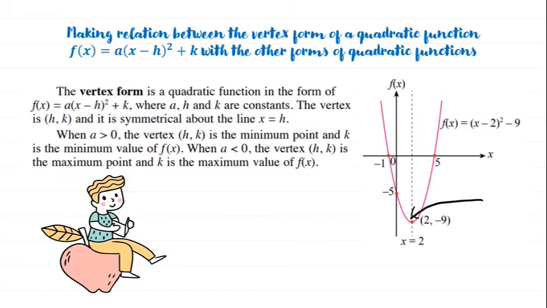Okay, when a is more than 0, the vertex is the minimum point. So kalau graph senyum, vertex kita ialah minimum paling bawah. Kalau lah graph tu ialah a less than 0, negative value, so the vertex is the maximum point. Okay, macam ni lah graph masam. So kita punya vertex ialah maximum, sorry. So ni ialah maximum point.